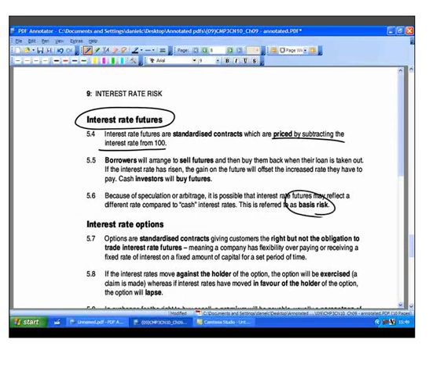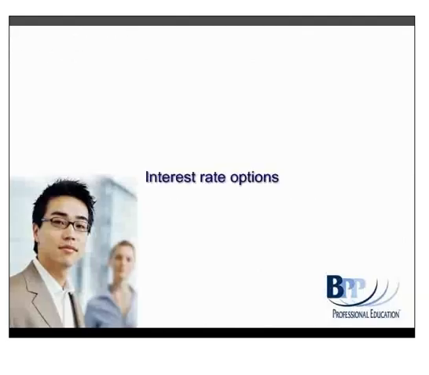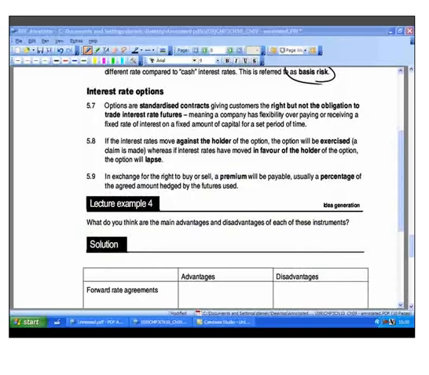The final tool we're going to deal with are interest rate options. And options are, as we've seen, the right but not the obligation to trade. And in this case, the right but not the obligation to trade interest rate futures. So a company can have an option to exercise the futures if it's in their interests. What this does is it sets, for a borrower, a maximum interest payable.